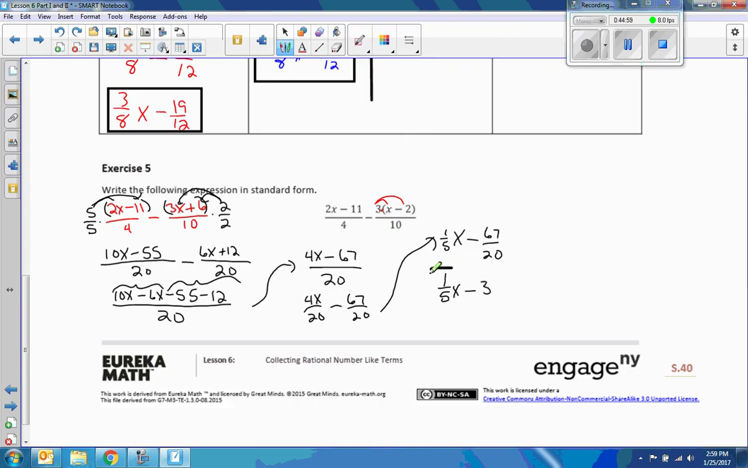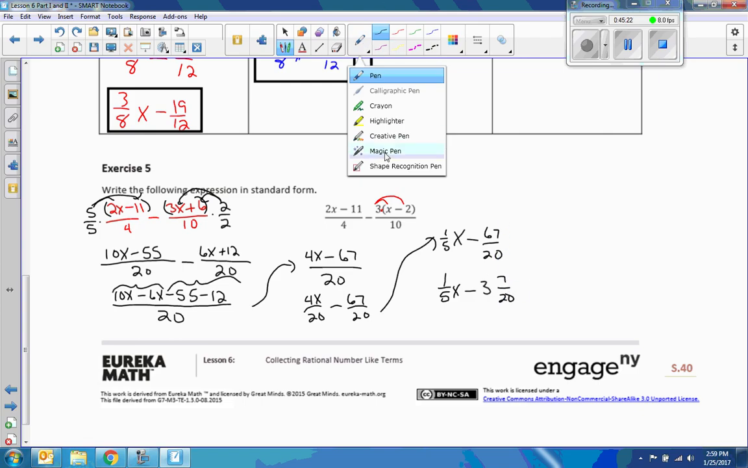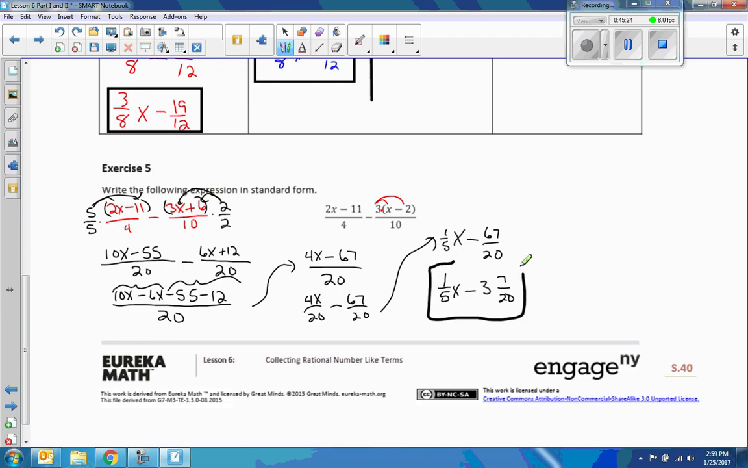And there's my answer. Oh, what happened to my... That is not my answer. 1/5 x, 20 goes in, and 7/20ths. Okay, I think I erased that by mistake. There's my answer: 1/5 x minus 3 7/20.